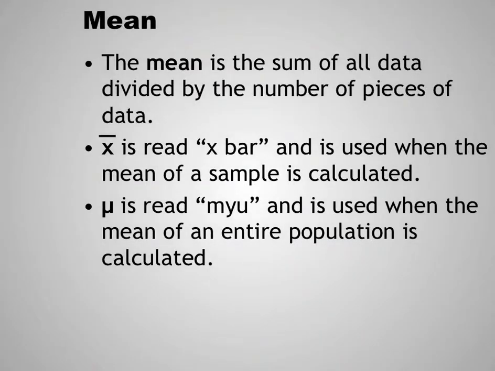So we'll just take our first average here. It's called the mean. And this is probably what you're most commonly used to. So the mean is the sum of all data divided by the number of pieces of data. All right, add them all up, divide by how many there are.